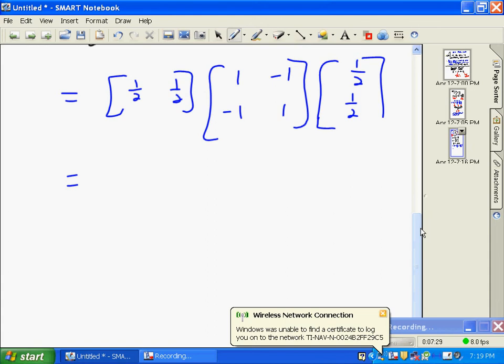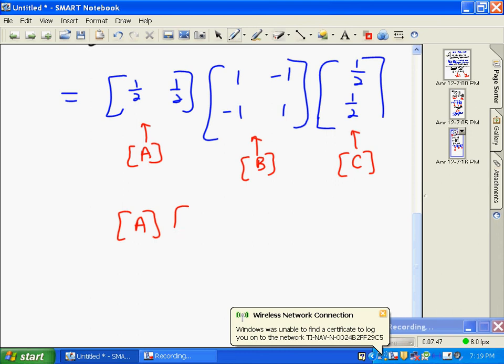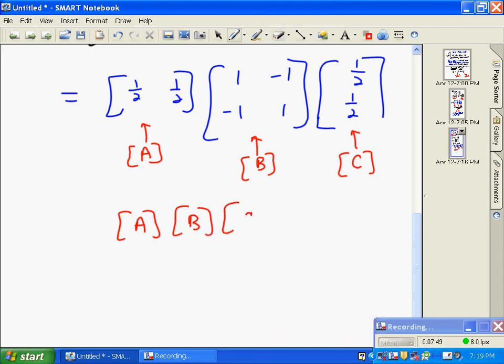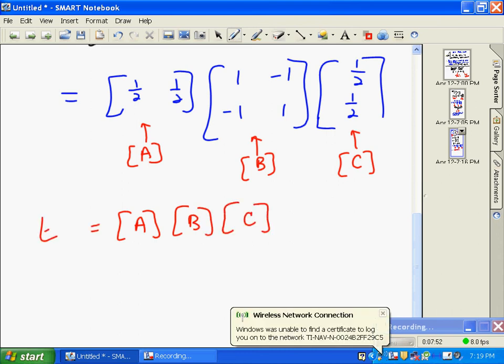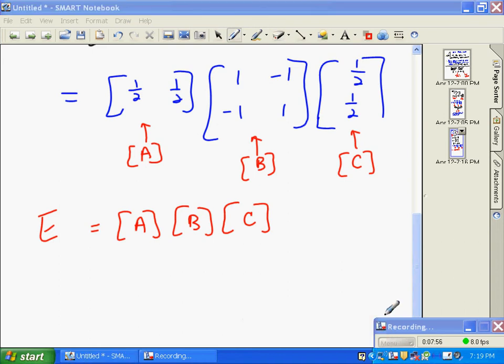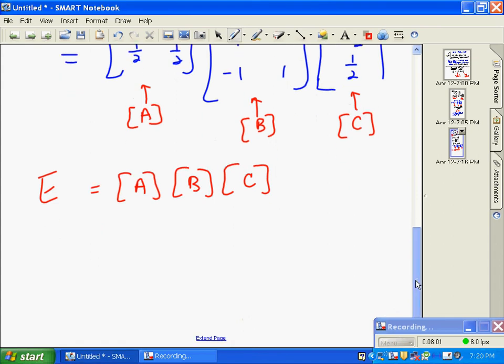Now again, in your calculator, I would put this in as matrix A. It's a 1 by 2. Put this one in as matrix B. That's a 2 by 2. And put this in as matrix C. And that is a 2 by 1. And then just multiply. On the home screen, you just select matrix A, select matrix B, select matrix C. And you guys can help each other out on how you can use the technology to do that. If you need some help, just don't hesitate to ask somebody in the class.